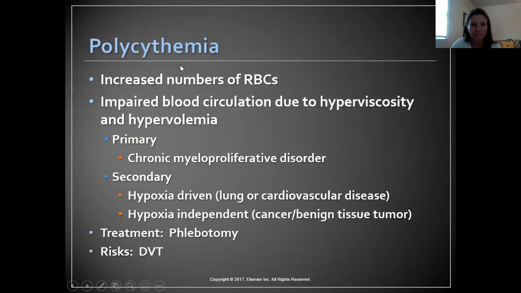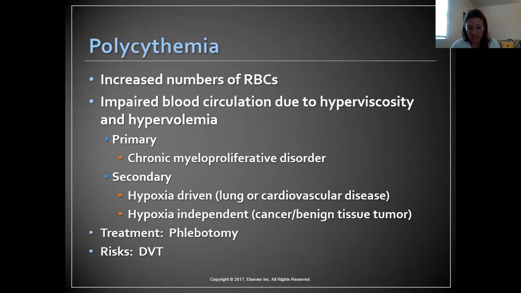My slides aren't moving. Polycythemia is the production and presence of increased numbers of red blood cells, which can impair blood circulation due to increased blood viscosity and volume. There are two types, primary and secondary. Primary is a chronic myeloproliferative disorder and involves not only increased production of red blood cells, but also white blood cells and platelets. So splenomegaly and hepatomegaly are common.